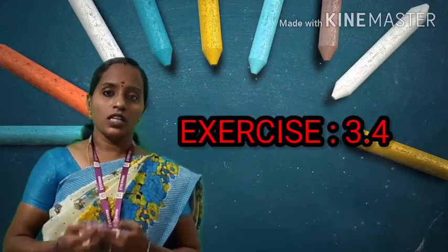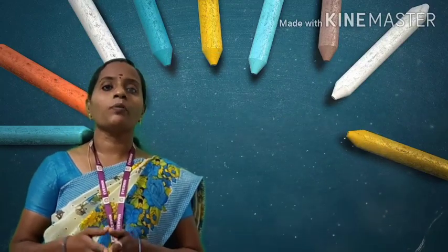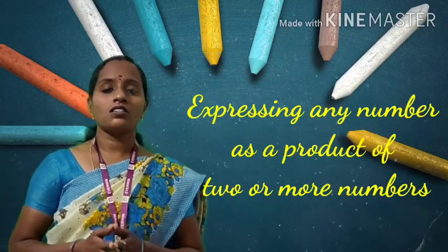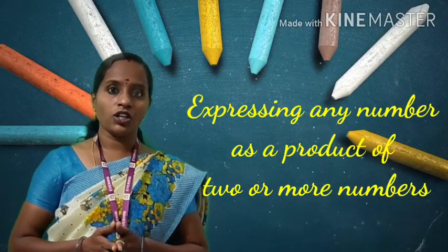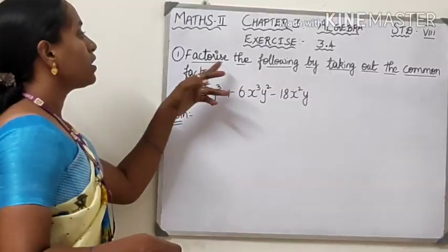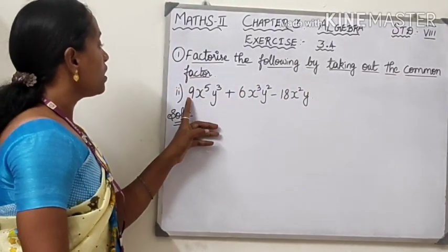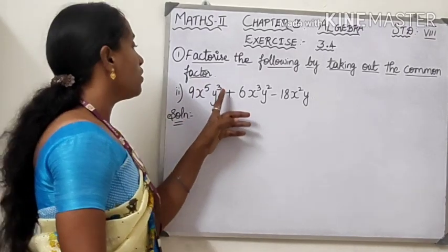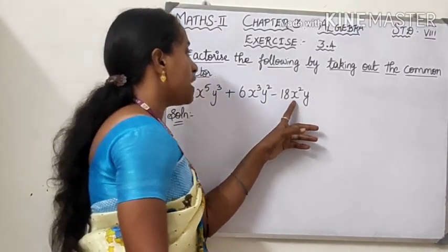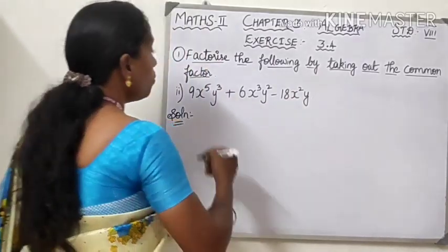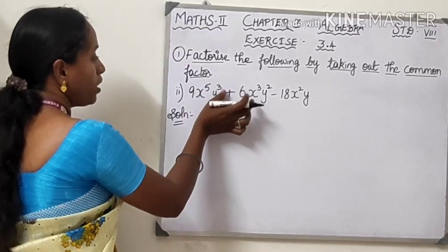Now we are moving to the next exercise 3.4. Here in this exercise we are going to cover the topic factorization. Factorization is nothing but expressing any number as the product of two or more numbers. Factorize the following by taking out the common factor: 9x power 5 y power 3 plus 6x power 3 y square minus 18x square y. Now first, what is your question? First term is 9x power 5 y power 3.